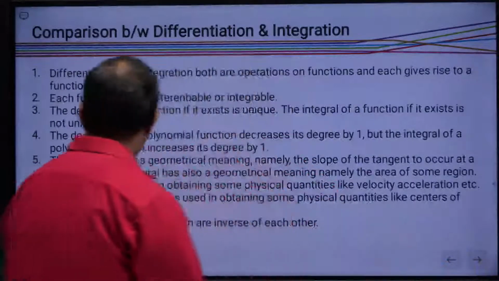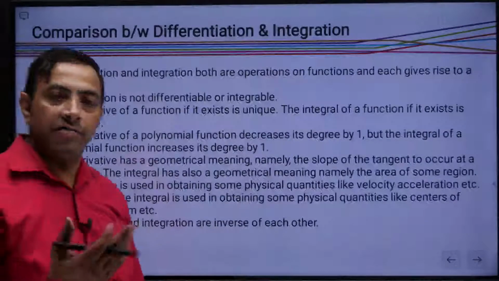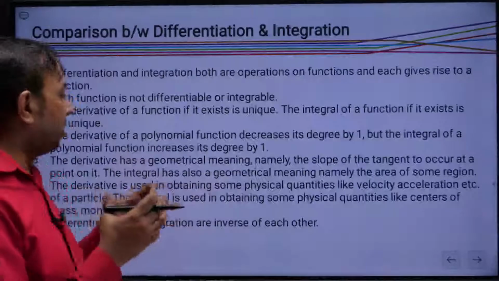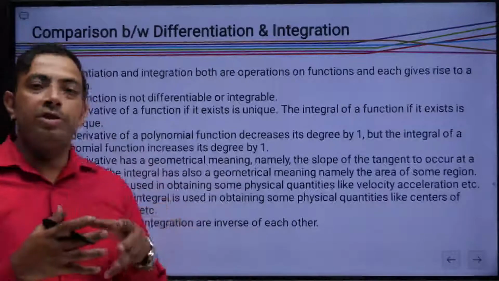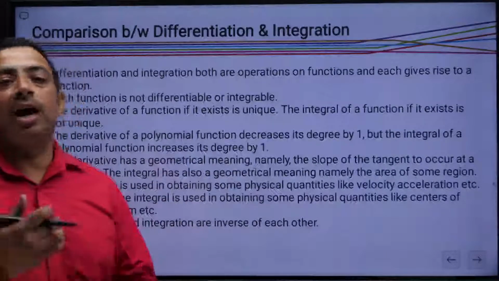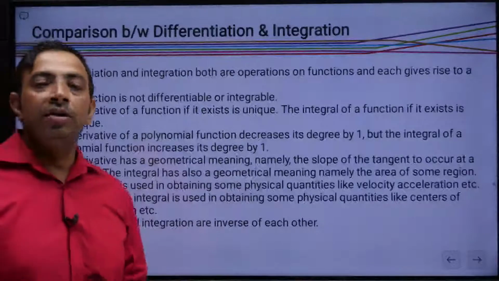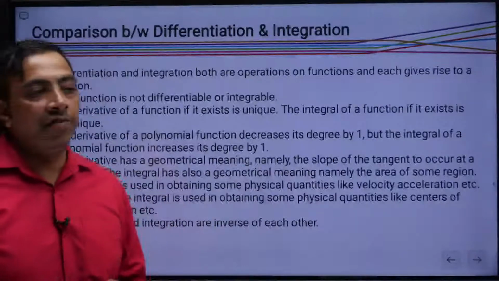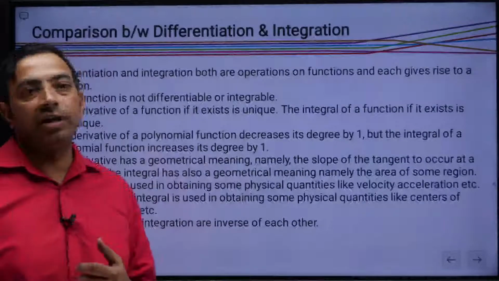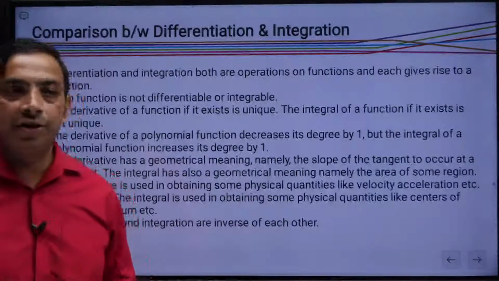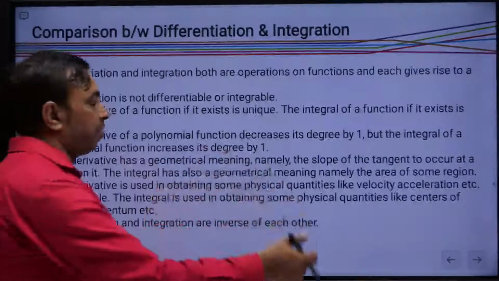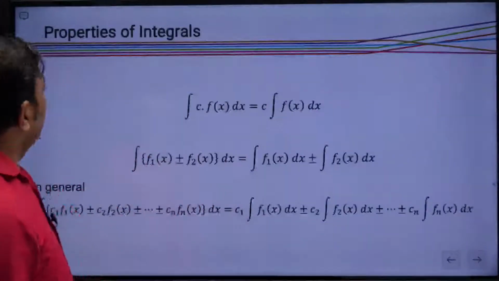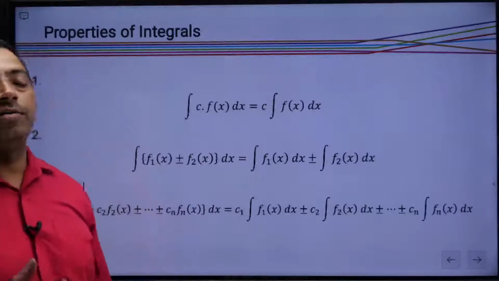Differentiation and integration are inverse of each other. That is the most famous or the most commonly known property about the differentiation and integration, that they are inverse to each other. That means whatever function we receive after the differentiation, if we do the integration of that function, we will get back the original function, which we will describe in the coming time. Okay. So this is how we can differentiate between differentiation and integration.